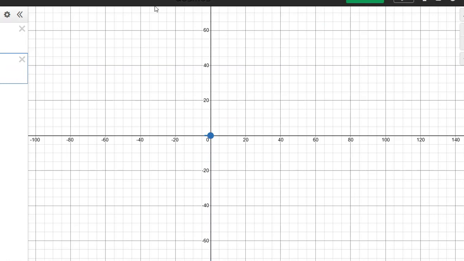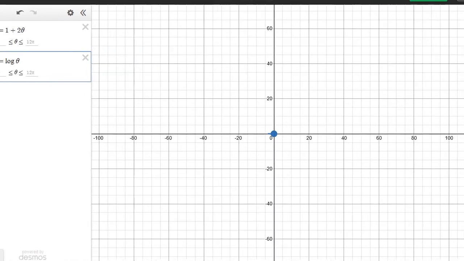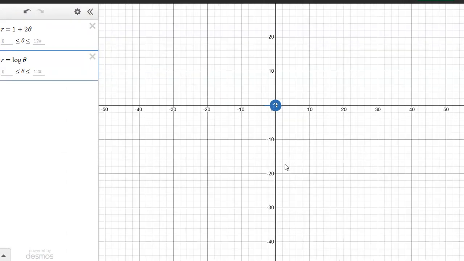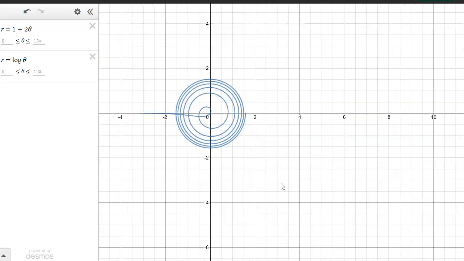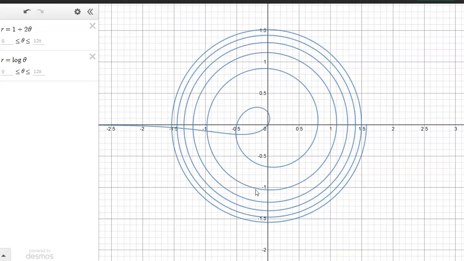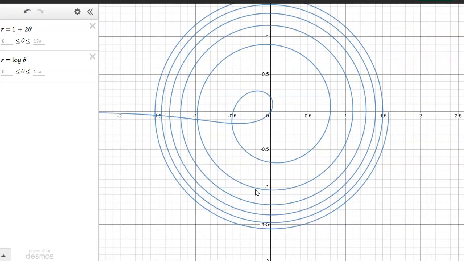r equals log theta. Now, on the window that I had set up for the Archimedes spiral, that log theta doesn't look like much. So I'm going to zoom in and zoom in, and zoom in and zoom in. And all of a sudden, I get this graph that gets closer and closer to each other because I'm taking logs of numbers, right? So I'm taking logs of values that are close to 0. Logs of values that are close to 0 are very negative. So you see it comes on this side over here and then spins around and around and around and gets closer and closer until it just ends because 12 pi was the default.